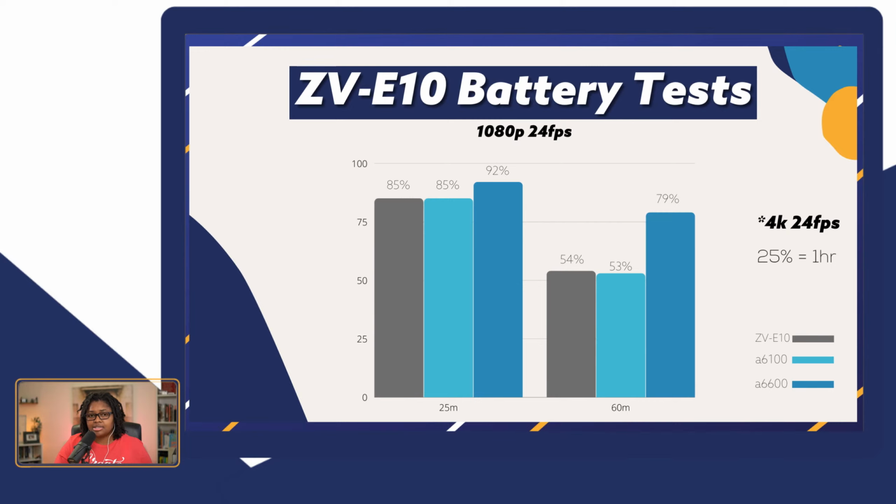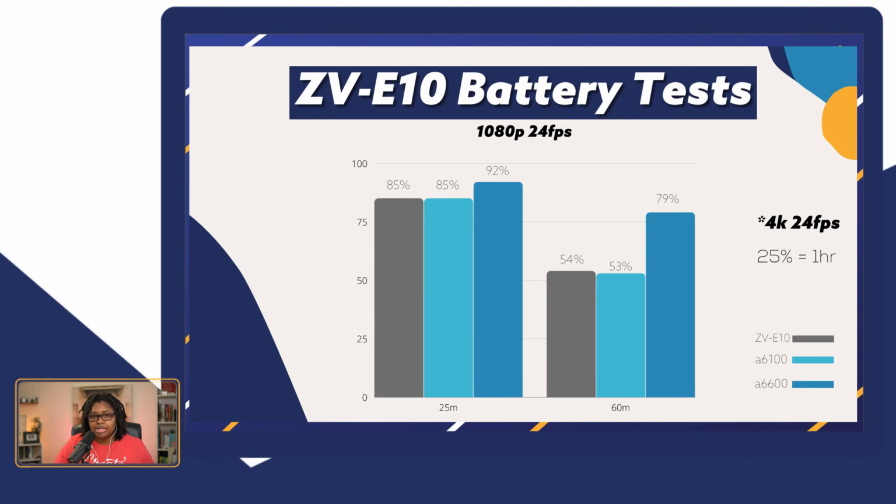These particular tests are in 1080p, 24 frames per second. Obviously you'll get a little bit less in 4K. I'll have to do, again, maybe a dedicated video when I do the battery test one. It will include the 4K data, but for most people they're doing 1080p anyway, so we'll cover that for today. So the gray, as you see in the key in the bottom right, is going to be your ZV-E10, the light blue A6100/A6400, and then the darker blue is going to be the A6600.